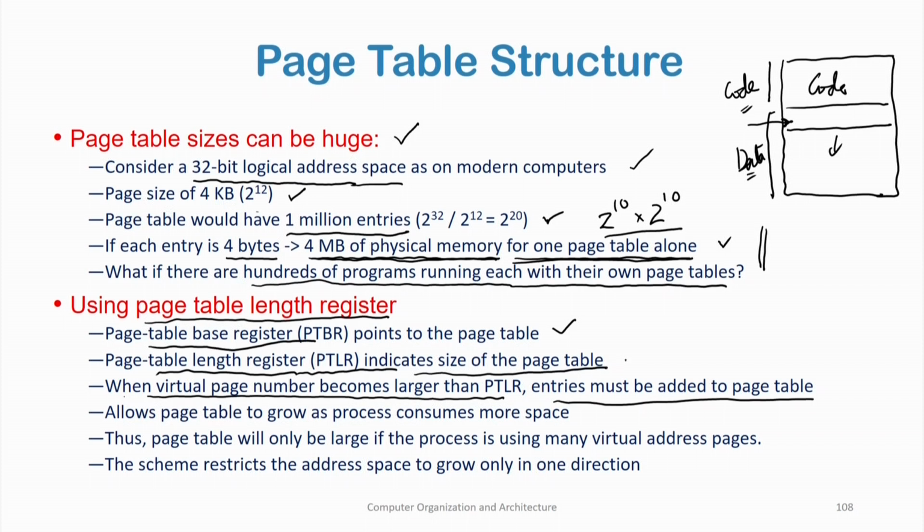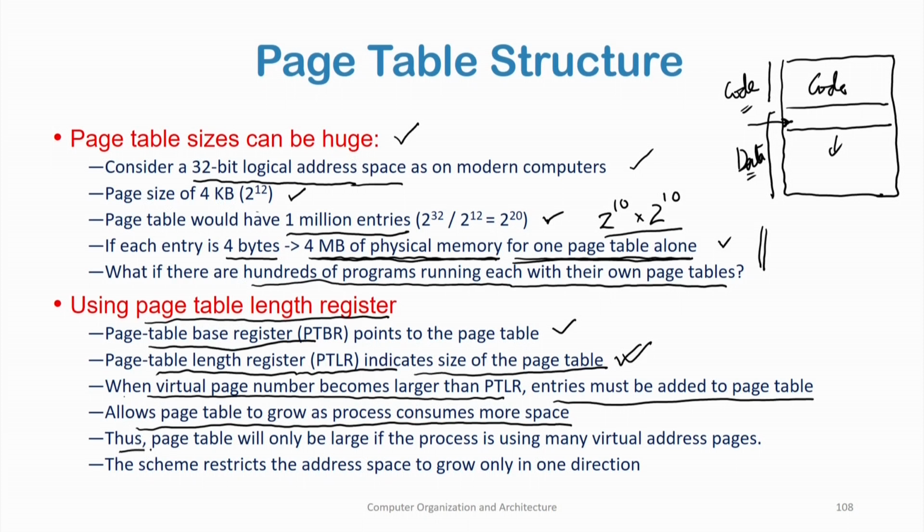However, by using this page table length register, the advantage is that it allows the page table to grow as the process consumes more space. Otherwise, I would have to keep a page table that contains space for the entire virtual address space that is possibly addressable by the process. So, if I have a 32-bit computer and 2 to the power 32 is the total logical address space addressable by the process, then I have to maintain a page table for this entire virtual address space of 2 to the power 32 bytes.